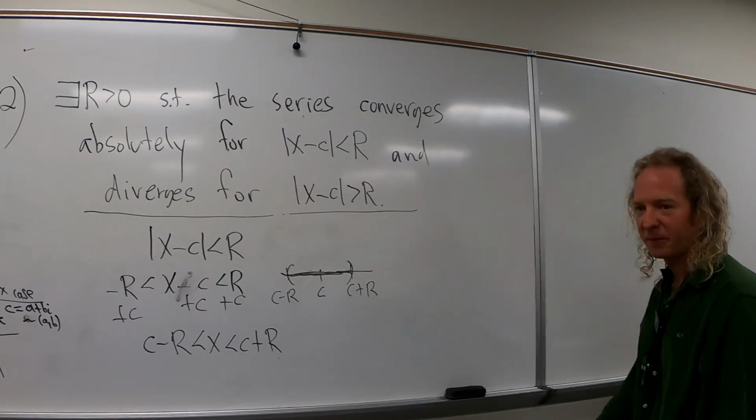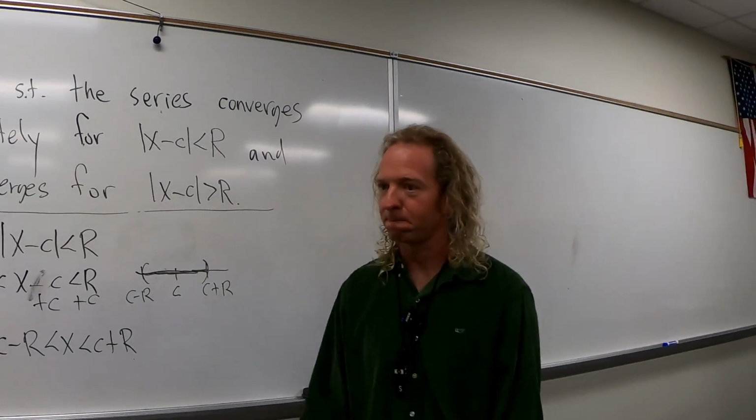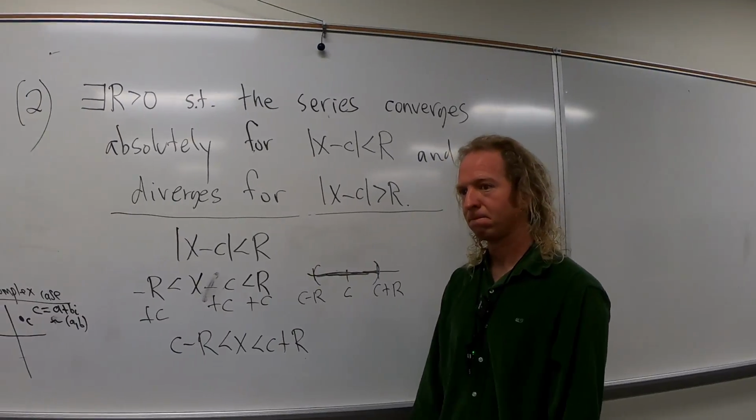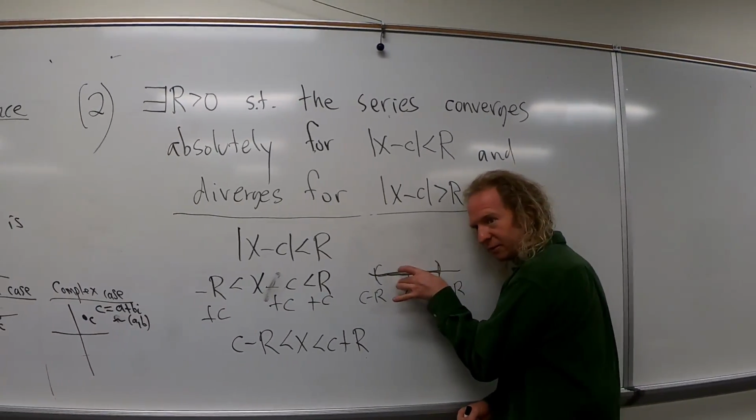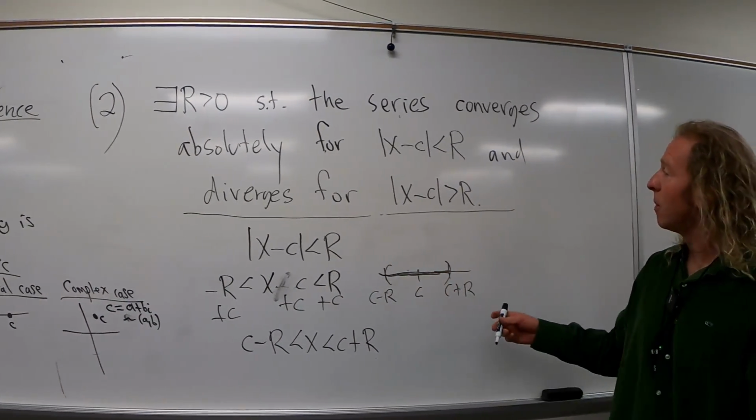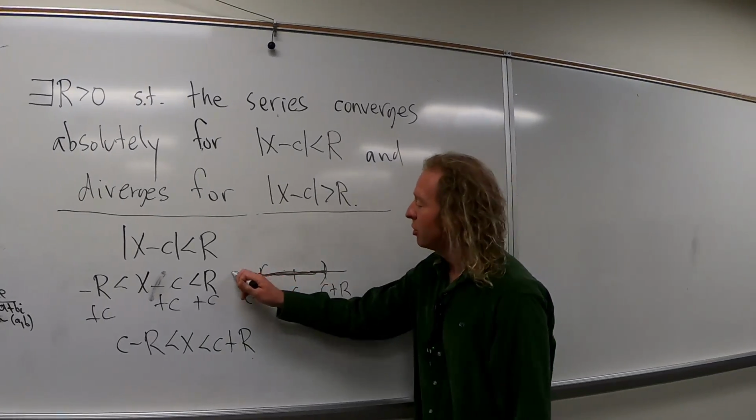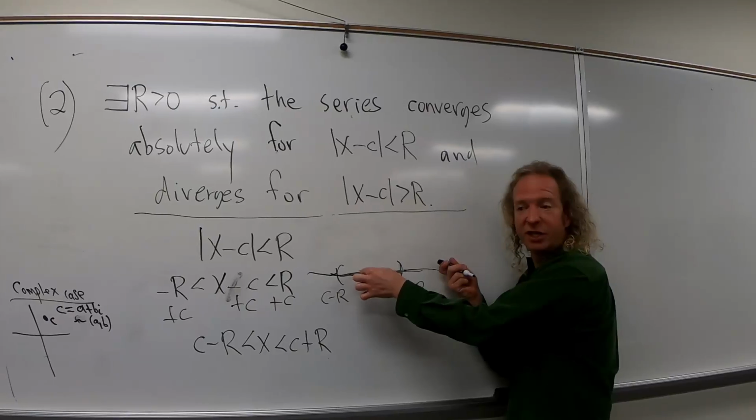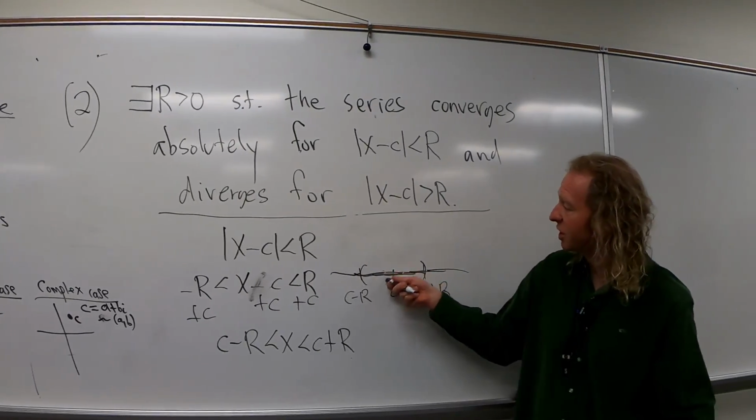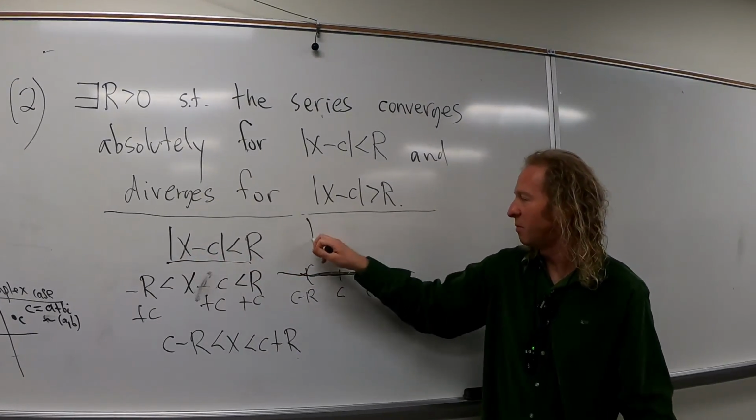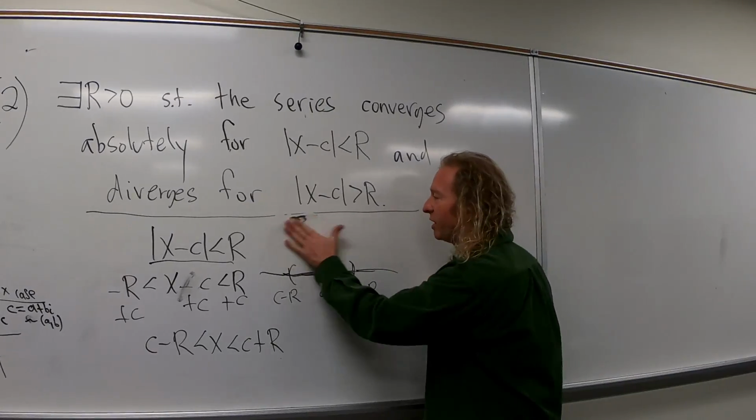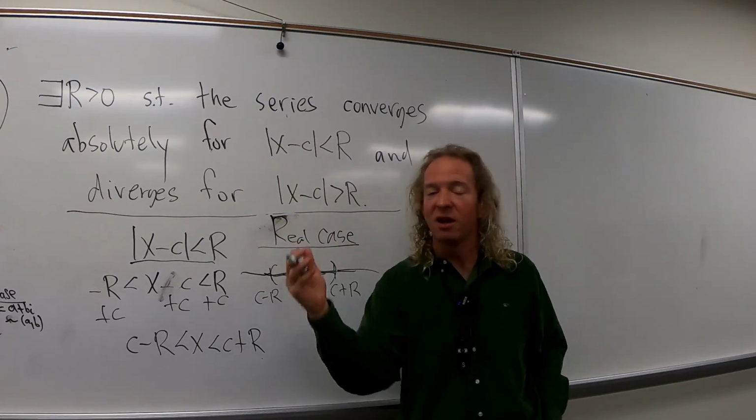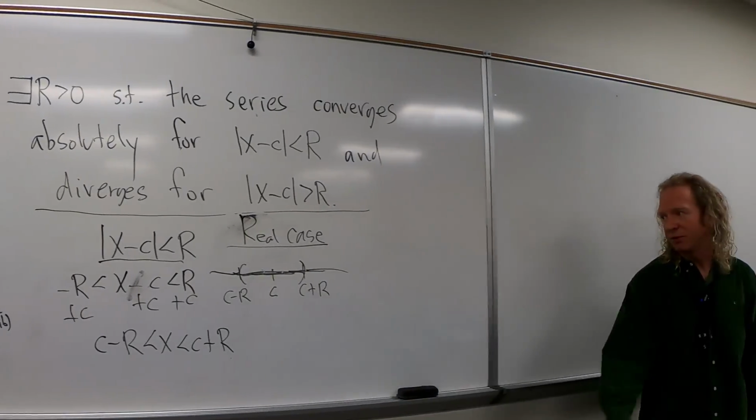Yes, Matthew? Since r is greater than 0, does that mean that it converges absolutely here, and diverges for something just greater than 0? No, it'll diverge out here, and it'll converge in here. So this condition corresponds to this. This is the real case. But r has to be positive. Yeah, always, because r is a radius. So r is the radius.